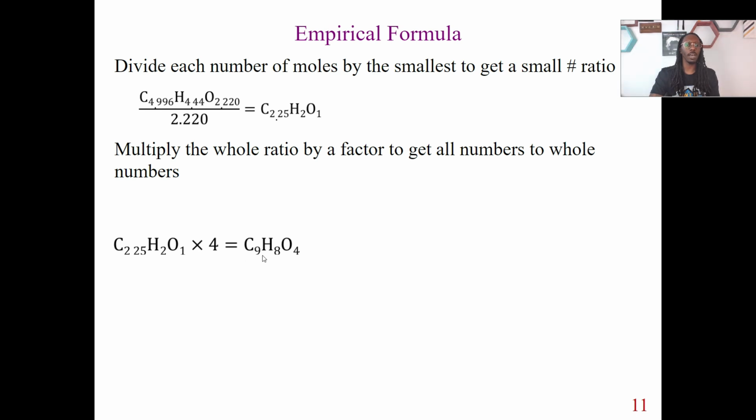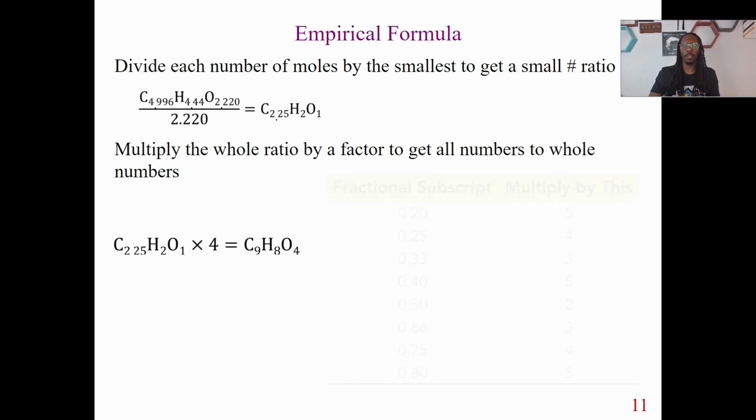Once you do that, this is what we're going to get here. 2.25 times 4 is 9. So now our carbon 2.25 becomes C9. Hydrogen, 2 times 4, will become 8. And then the oxygen, 4 times 1, will become 4. So this is now my empirical formula for this particular compound.